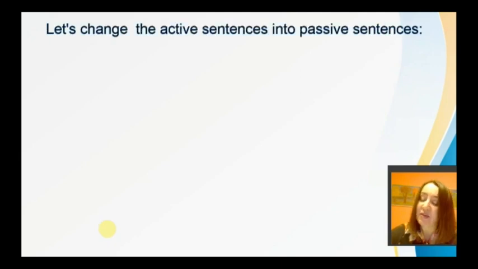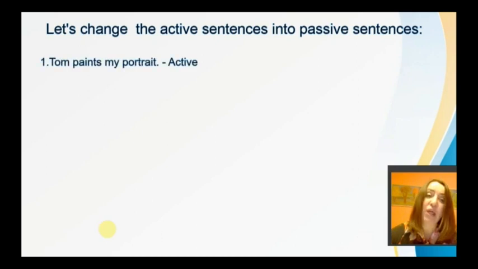Now I have an activity for you. Let's change the active sentences into passive sentences. 3 active sentences to convert in passive. The first is, Tom paints my portrait. 15 magic seconds for you. Let's see the passive. My portrait is painted by Tom.